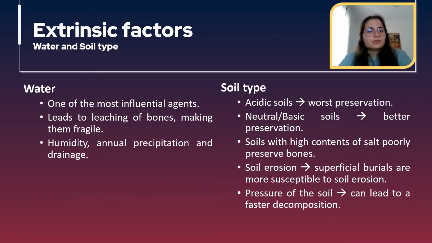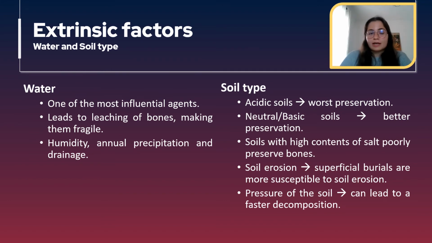So moving on to the extrinsic factors, the first are the water and the soil type. The water is one of the most influential agents of the extrinsic factors. It leads to leaching of the bones, making them fragile. When thinking about water, it's important to note the humidity, the precipitation, and drainage. And the drainage is very important because if bones stay in a place full of water, they are going to be in a very bad condition.